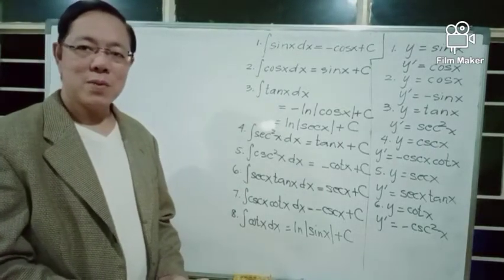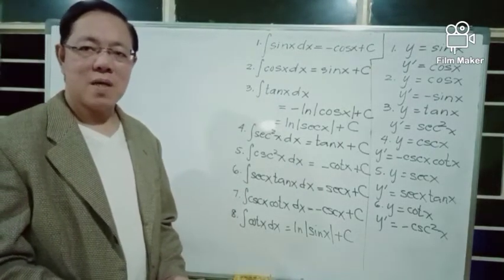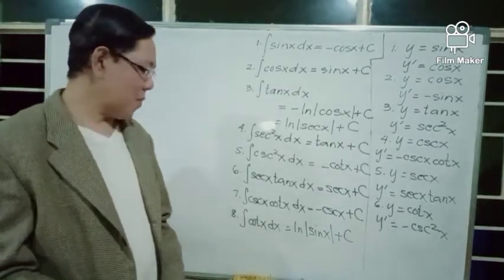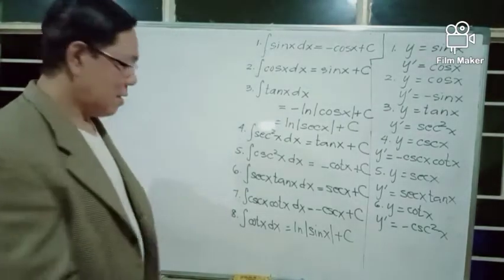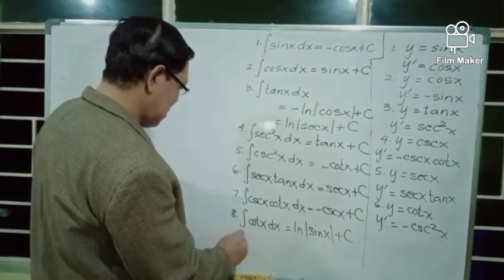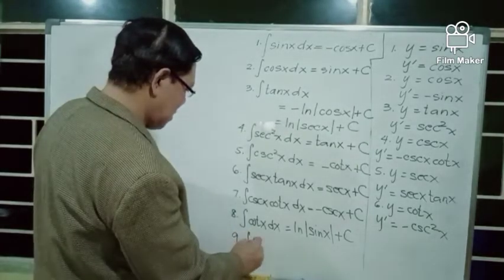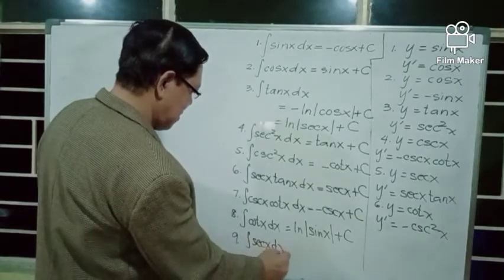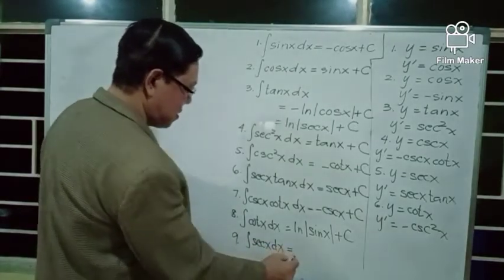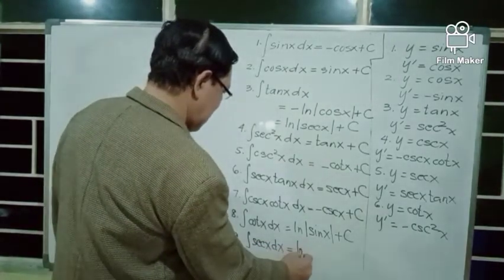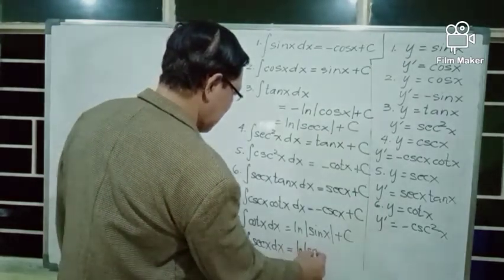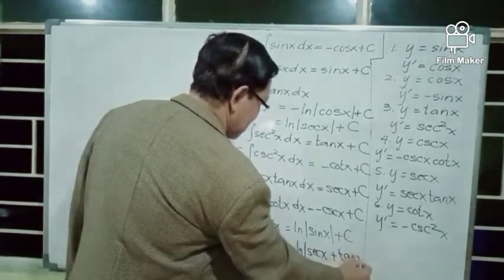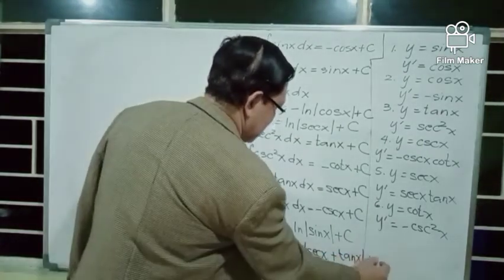Now there are only two integrals left, the integral of secant and the integral of cosecant. And we write the number 9, the integral of secant x with respect to x equals ln of secant x plus tangent x plus c.